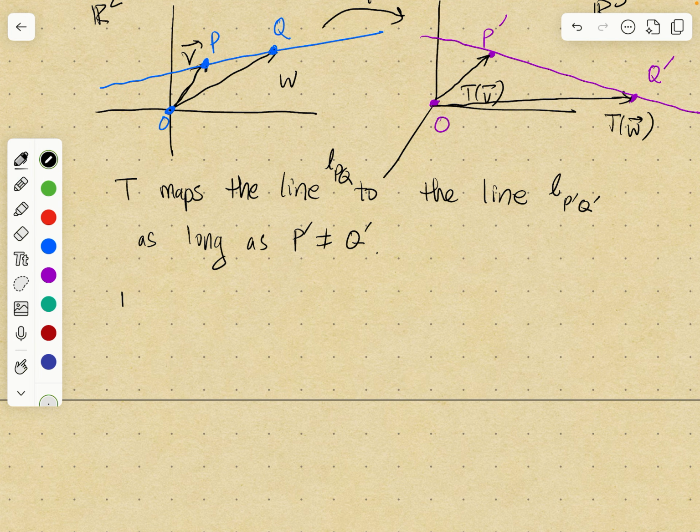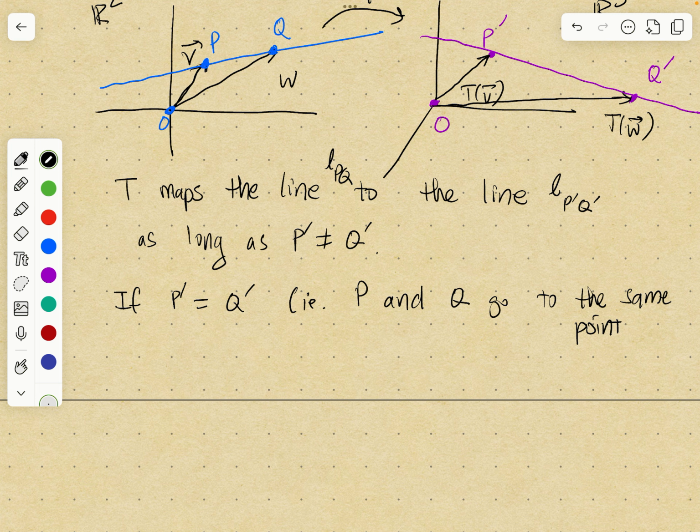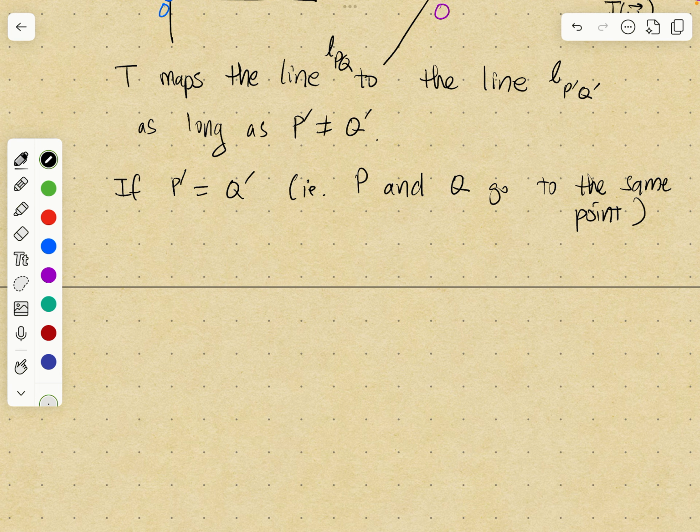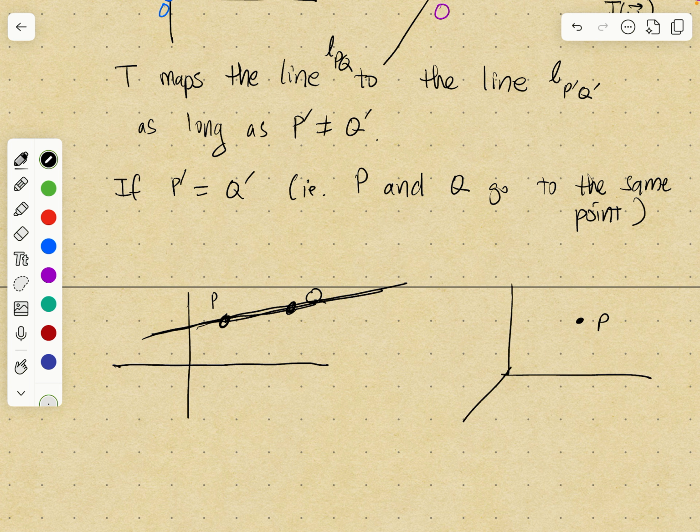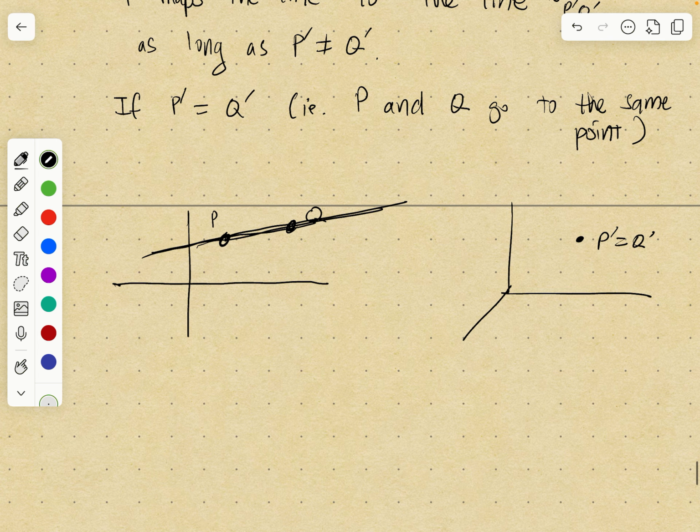So if P prime was equal to Q prime, i.e. if P and Q go to the same point under the linear transformation T, then what's going to happen? Well, in this case, you have a picture like, so here's P and here's Q, and you have this line through P and Q, and if P and Q both go to P prime, what's going to happen to the whole line?